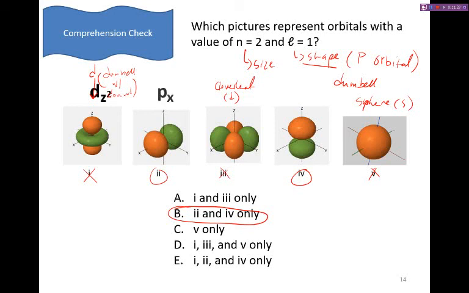Take a look at a different problem. These are just the different designations. You've got dxy and dz squared. You do not, I repeat, you do not need to be able to recognize that this is a dz squared as opposed to a dxy, but you should recognize that they are both d.